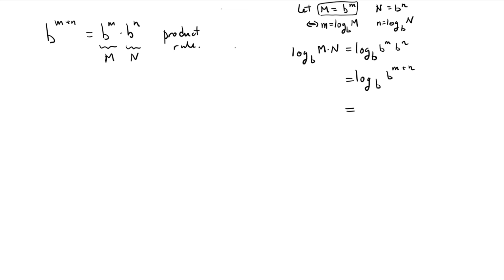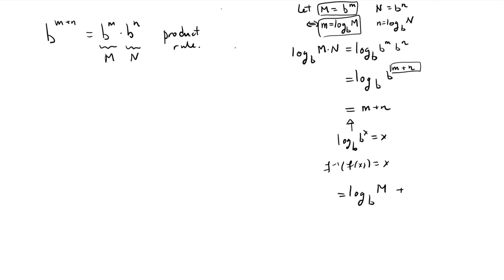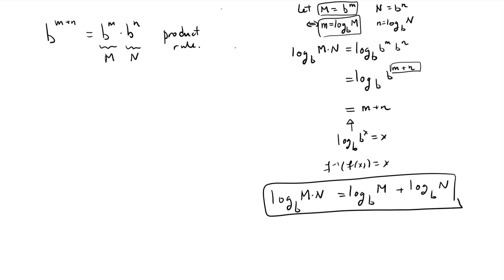Okay? And now I'm going to use the fact that log in base b of b to the x gives me back x. Remember, that's because the logarithm and the exponential functions are inverse functions of one another, so this is sort of using f inverse of f of x is x. So that means this is going to give me back this exponent, this x. So this is m plus n. And m plus n, well, this is log in base b of M, and n is log in base b of N. So that means the log of a product is the sum of logs, and it really follows from the product rule.